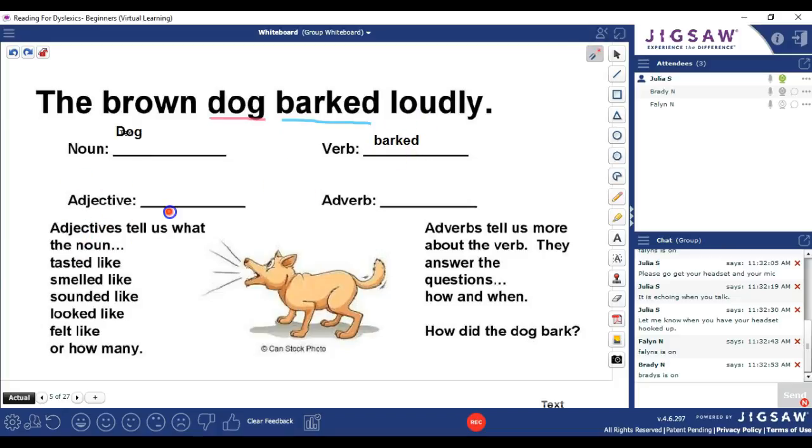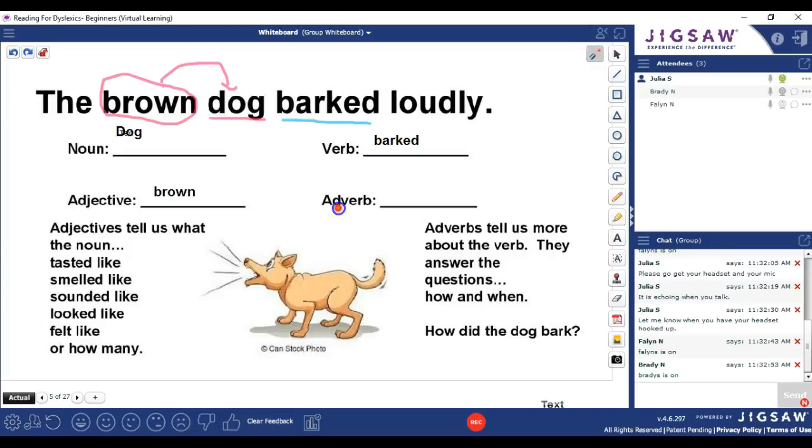Now let's see if there's any adjectives. The adjectives will come before the noun. That gives us more information about our noun. Is there an adjective in there that describes our noun? Brown. Very good. We know that it's not just any dog, it's the brown dog, right? So now we have more information about that noun, brown.